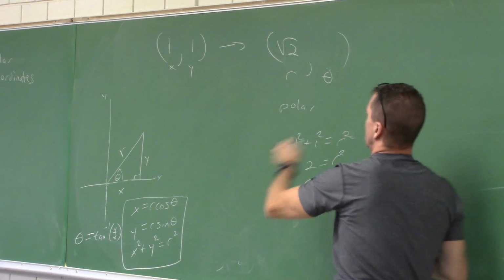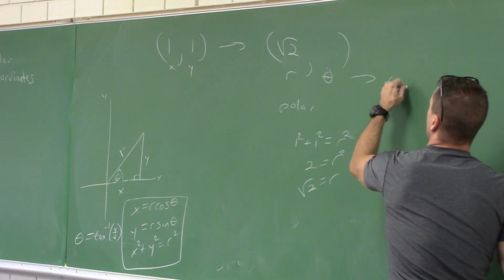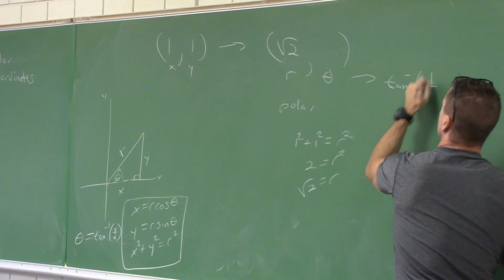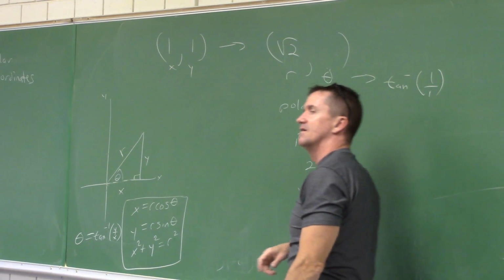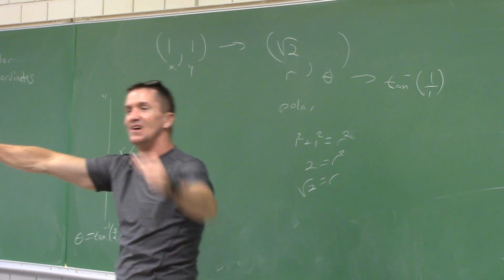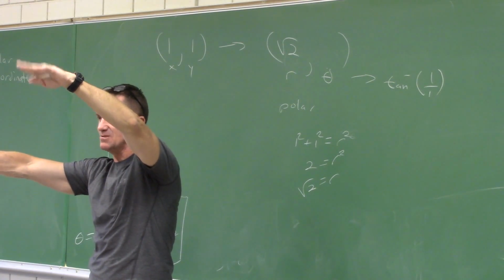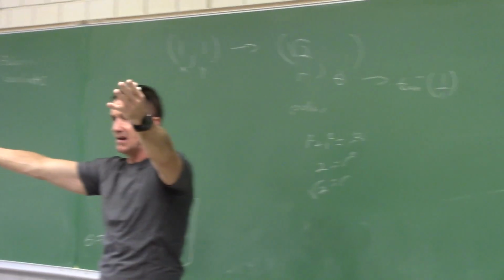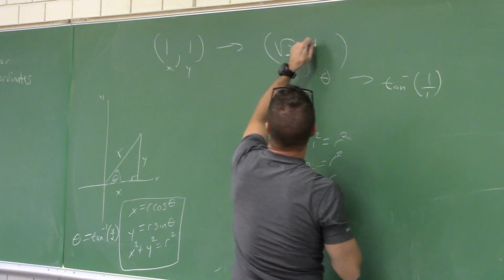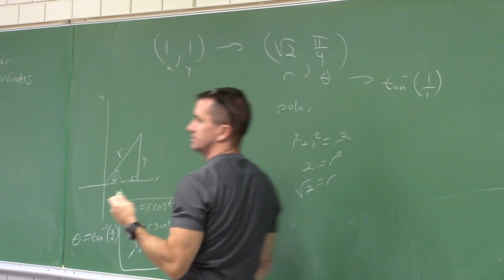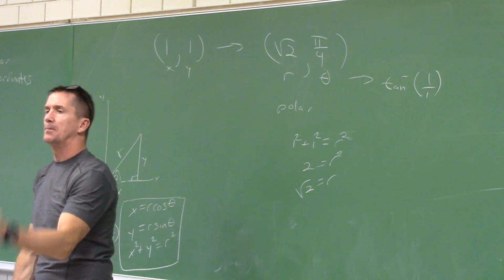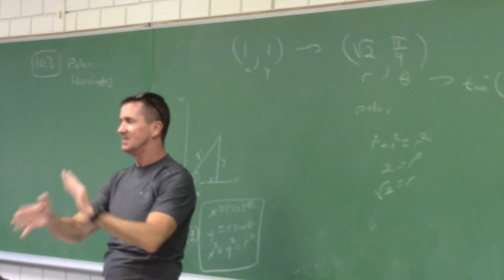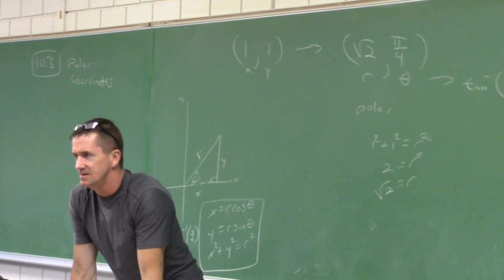You said use inverse tan of, what's the y and the x? Anybody know that angle? Very good. It's the angle that makes that ratio for the tangent, 1 over 1. At a 45-degree angle, pi over 4. They give you a bunch of practice problems in the book if you want to do them all, if you really like this stuff. But just be careful with that.